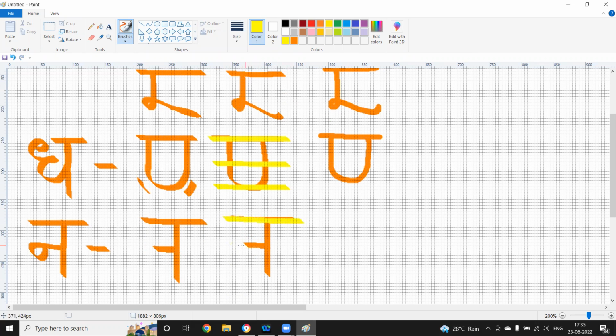So this particular middle stroke will be exactly in the center. And with a normal round brush or a round pen, this is how it is going to look, like this.